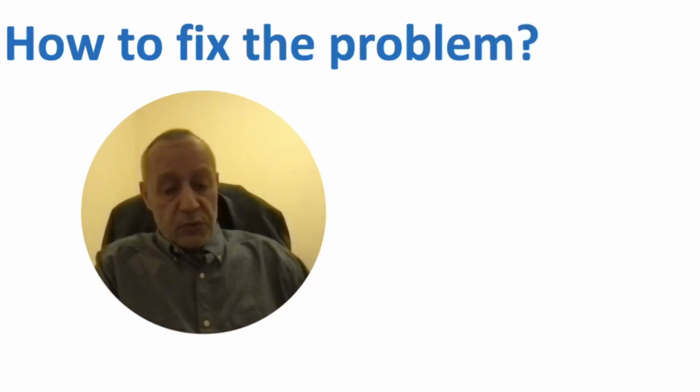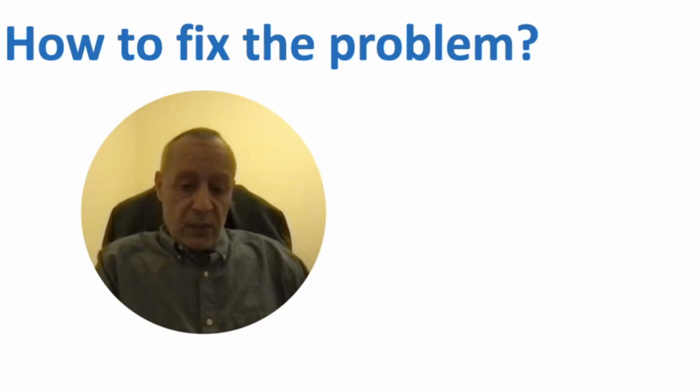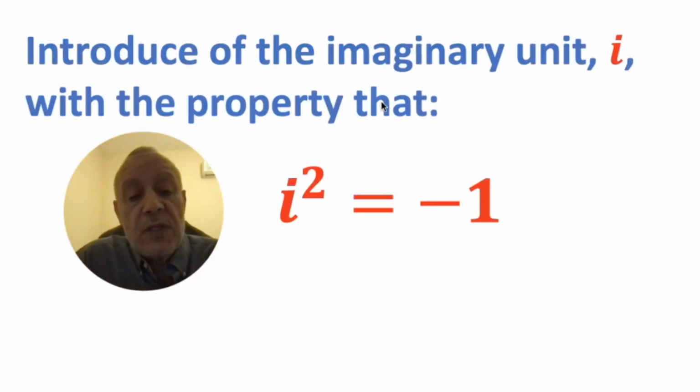How to fix the problem then? And how to introduce the unit i? We just need to introduce the imaginary unit i with the property that the square of i is -1.